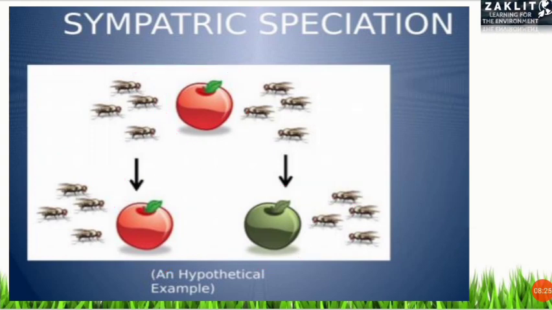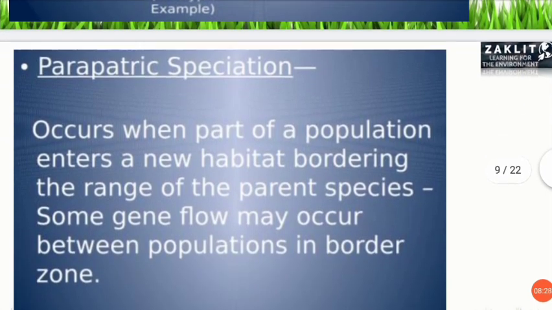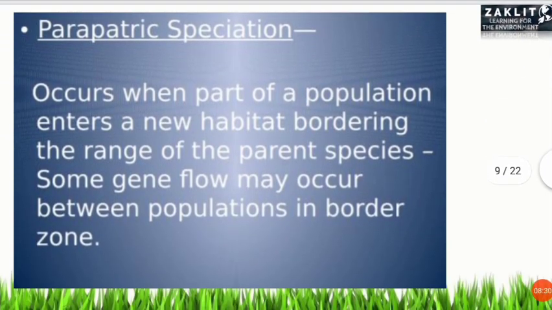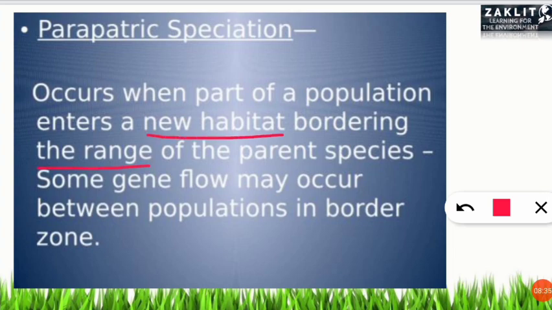So in this way, two species can be said to be formed in the same geographical area because of certain niche changes. Now we will go and see parapatric speciation. This speciation occurs when part of a population enters a new habitat bordering the range of the parent species.